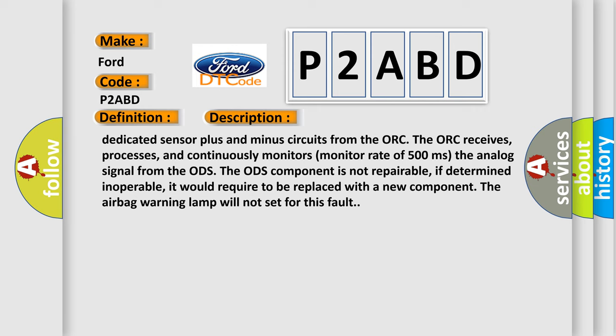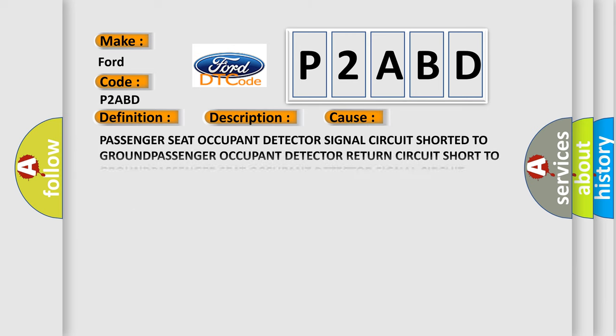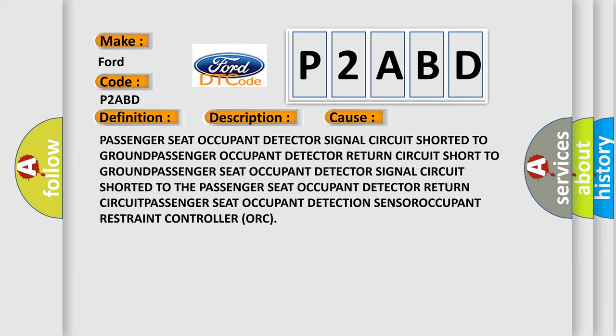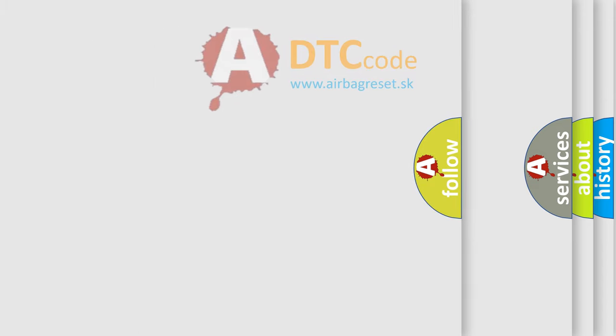This diagnostic error occurs most often in these cases: passenger seat occupant detector signal circuit shorted to ground, passenger occupant detector return circuit short to ground, passenger seat occupant detector signal circuit shorted to the passenger seat occupant detector return circuit, passenger seat occupant detection sensor, occupant restraint controller ACU.